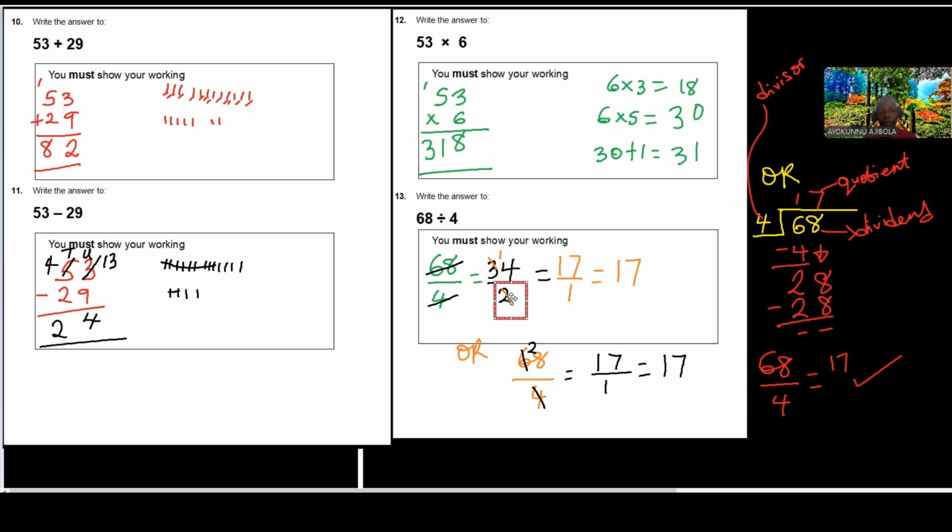Okay. That's 34 over 2. Then how many times can 2 go again? That's 1. How many times can 2 go in 3? That's 1 time, remainder 1, making 14. Okay? Then how many times can 2 go in 14? That's 7 because 2 times 7 is 14. So we have 17 over 1, which is 17. Is this clear now? Yeah. And that is the answer. But I just decided to use two other methods, okay?